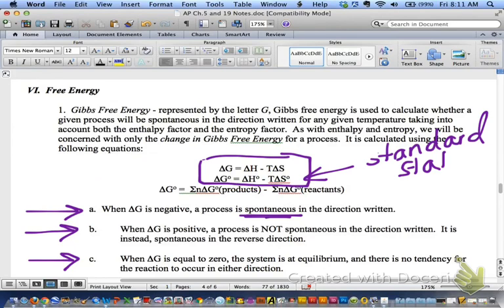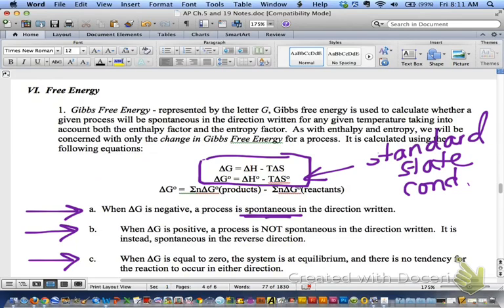Okay? And so standard state conditions, what that implies is that if we are talking about gases, that all gases are at 1 atmosphere of pressure, that the temperature is exactly 25 degrees Celsius, which is standard room temperature, and if we are talking about solutions, that the solutions are at a concentration of 1 molar. Okay? So it just specifies a specific set of reaction conditions.